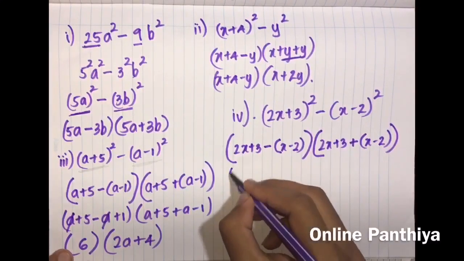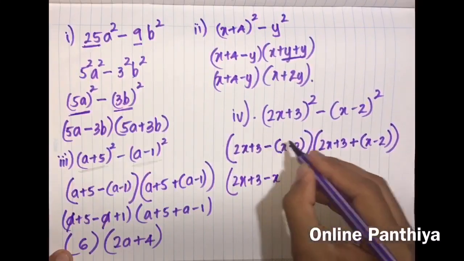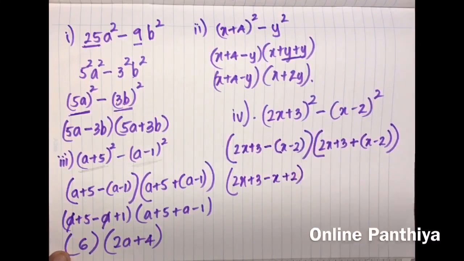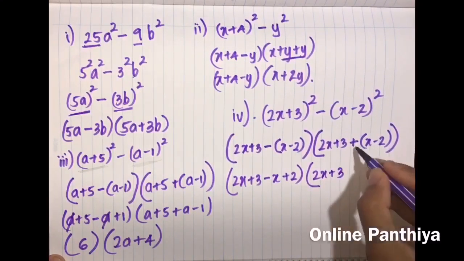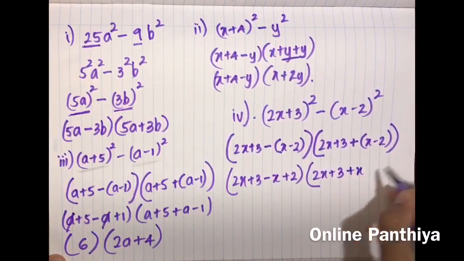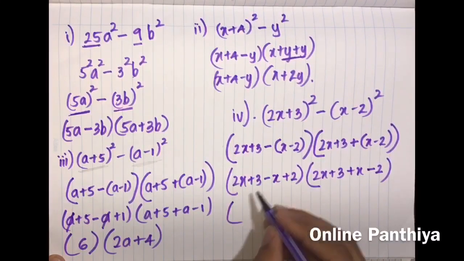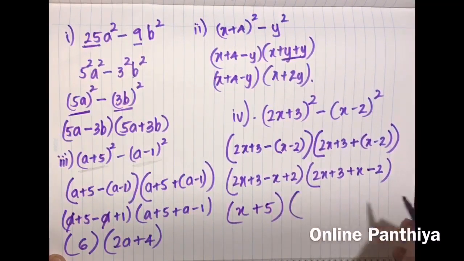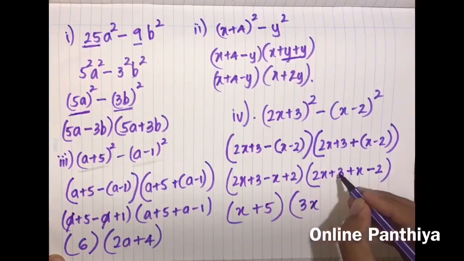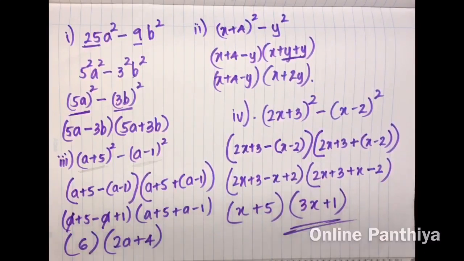Okay, now simplify. Here you have 2x plus 3, minus into x is minus x, minus into minus 2 is plus 2. And here you have 2x plus 3, and here plus into x is plus x, plus into minus 2 is minus 2. Now you can solve here. 2x minus x is equal to x, 3 plus 2 is equal to 5. And this side 2x plus x is equal to 3x, 3 minus 2 is equal to plus 1. So this is all you have.